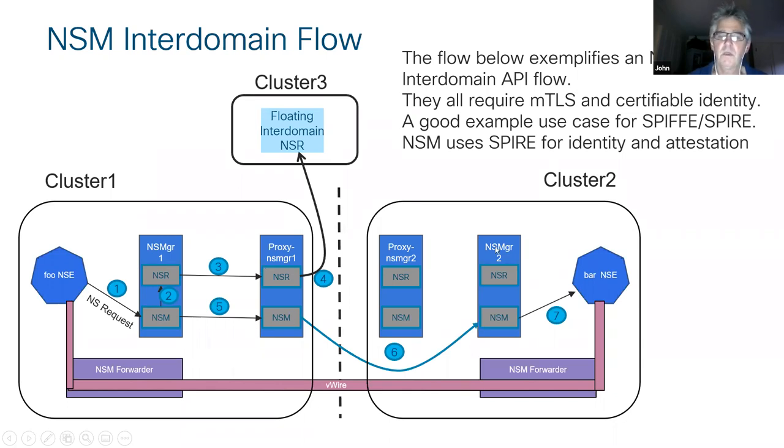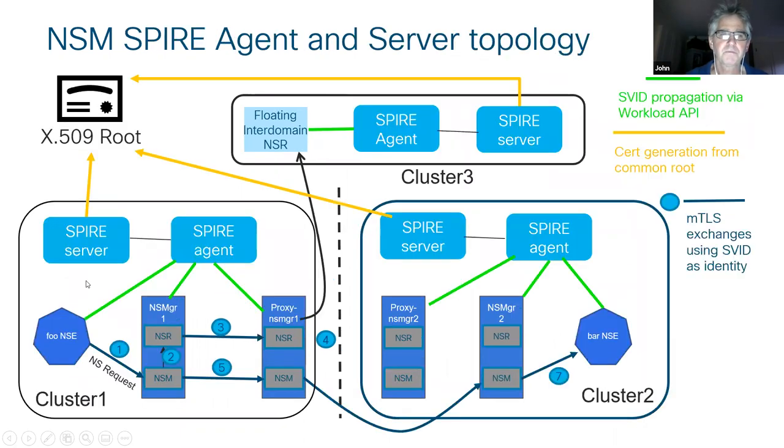Now, all these need to be authenticated. We need to know who each of these elements are, whether the element is who they expect it to be, and we want to use encryption along the way. So how does NSM do this? So here's kind of the architecture.